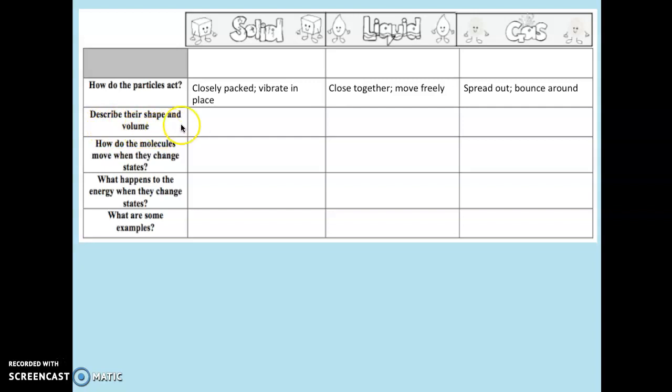Describe their shape and volume. In terms of shape and volume, a solid is going to have definite shape and definite volume. So a solid will have a specific shape that it takes up and it will take up a specific amount of space. For liquids, liquids do not have a definite shape, and that's because they move freely. They flow around and will fill up basically the container that they are in. And liquids do have a definite volume, so they have a definite mass compared to the space that they take up.